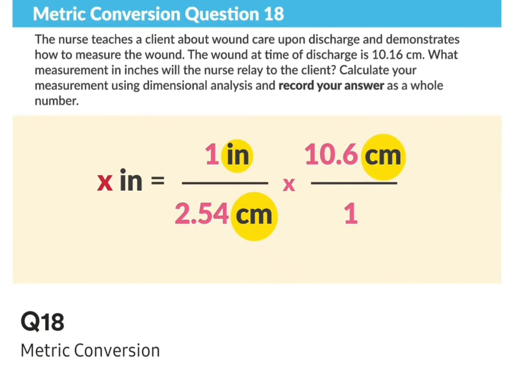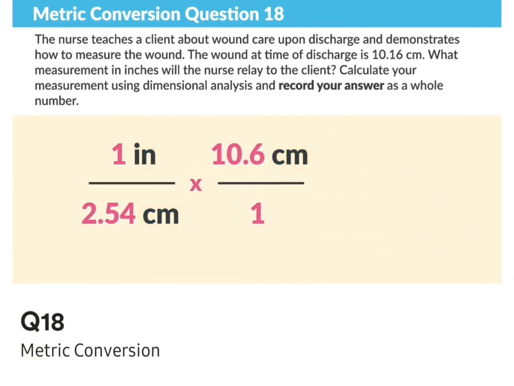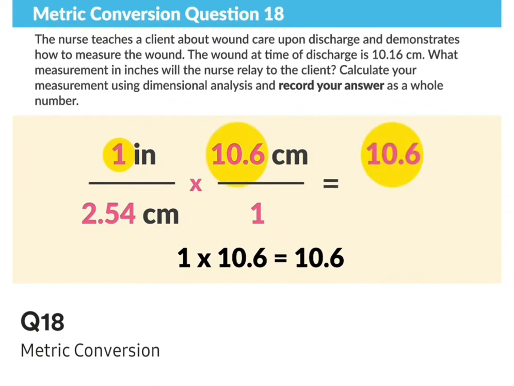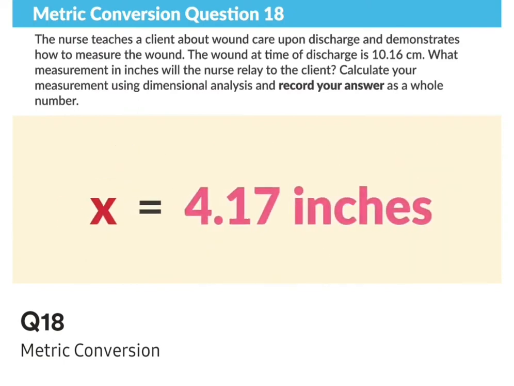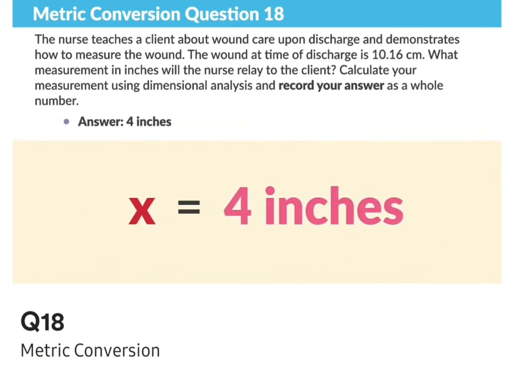Now that everything's set up, we simply multiply across. So 1 times 10.6 is just 10.6. And the same thing on the bottom. We get 2.54 because multiplying it by 1 is 2.54. Now we simply divide 10.6 on top by 2.54 on the bottom. So x in inches is 4.17. Now the question's asking us to use a whole number. So the correct answer is 4 inches.